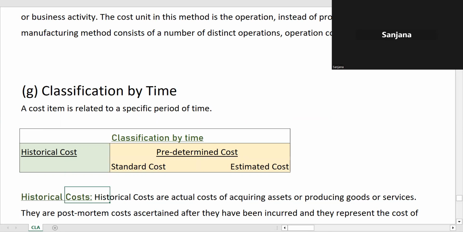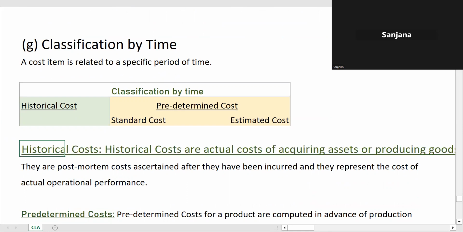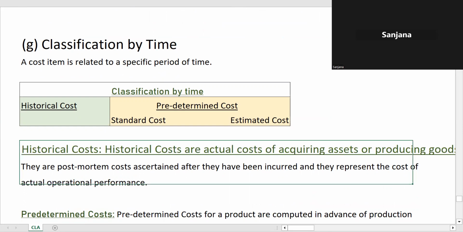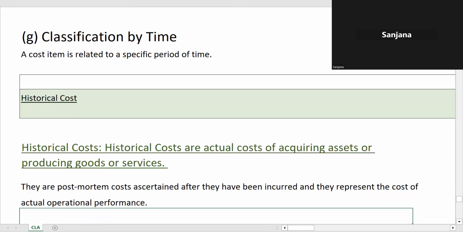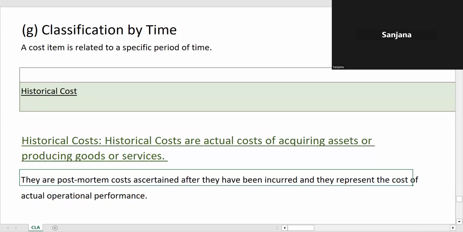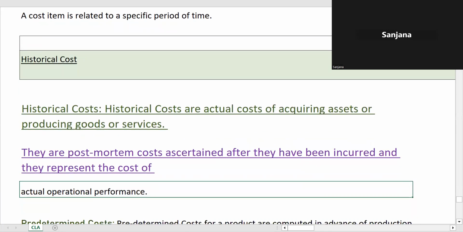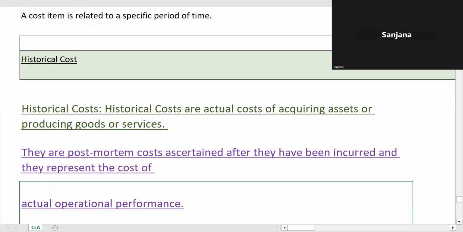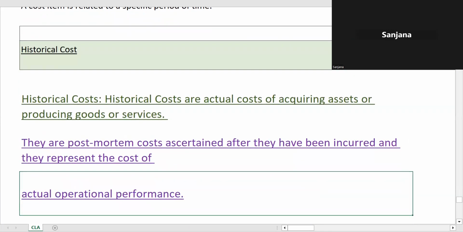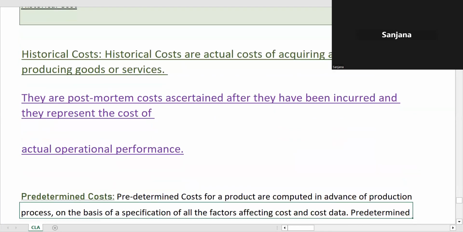So we will see that historical cost basically is what? Historical costs are actual costs of acquiring assets. They are post-mortem costs and they are costs of actual performance, which you have already incurred. That is historical cost. Because it is backwards in time, it is there in the classification as per time.